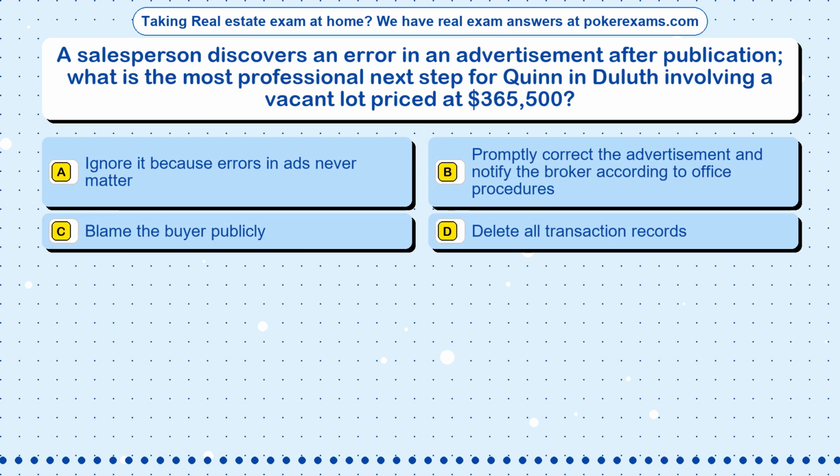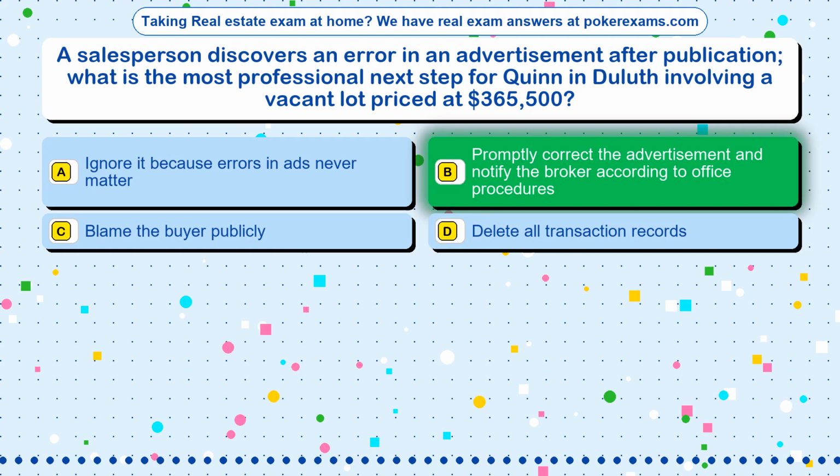Question 2. A salesperson discovers an error in an advertisement after publication. What is the most professional next step for Quinn in Duluth involving a vacant lot priced at $365,500? Option A. Ignore it because errors in ads never matter. Option B. Promptly correct the advertisement and notify the broker according to office procedures. Option C. Blame the buyer publicly. Option D. Delete all transaction records.